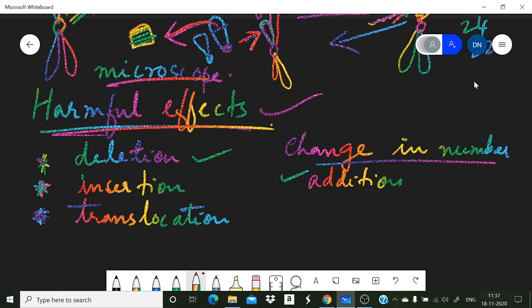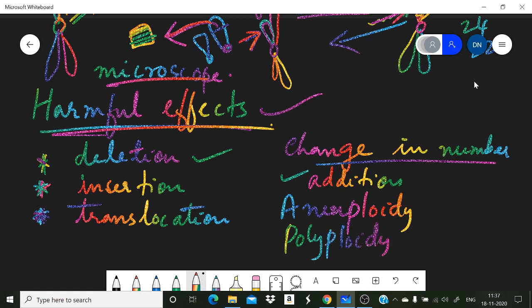and these changes which occur in the number of chromosomes are of different types: aneuploidy, polyploidy, and euploidy. There are different types of changes which occur in the number of chromosomes. They are known as ploidy. Ploidy means changes which occur in a chromosome. It is known as ploidy. Ploidy means it is a change that occurs in a chromosome.